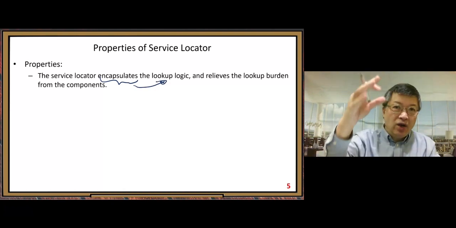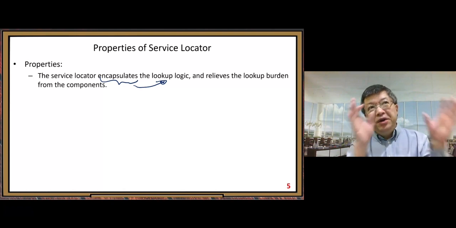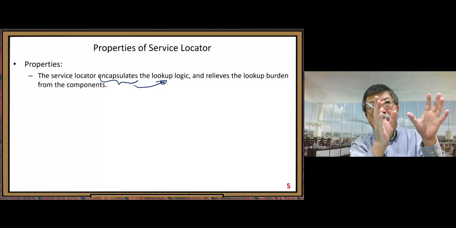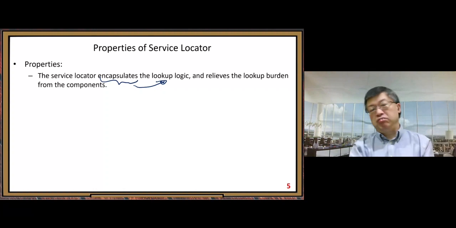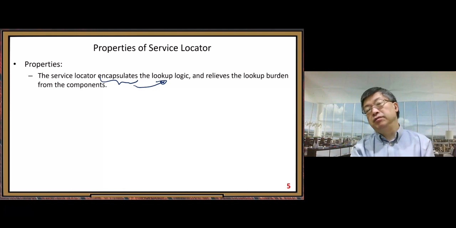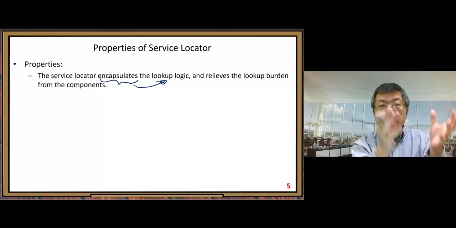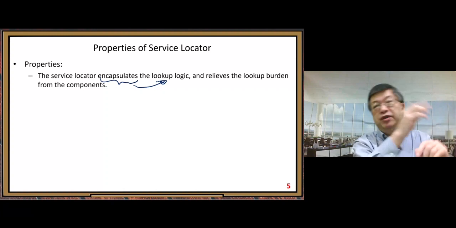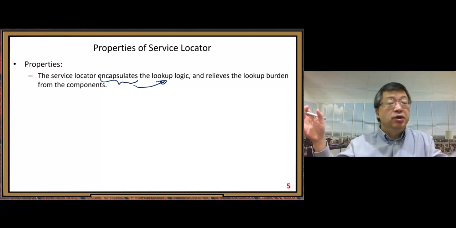Encapsulate lookup logic, and it relieves the lookup burden from the components. Here you can see our business service class. It does not need to worry about which resource it should select. So that burden is relieved. You still need to get a resource, but you just trust the service locator. But you also need to choose the right service locator, because you may have many different service locators. You need to pick the right one.